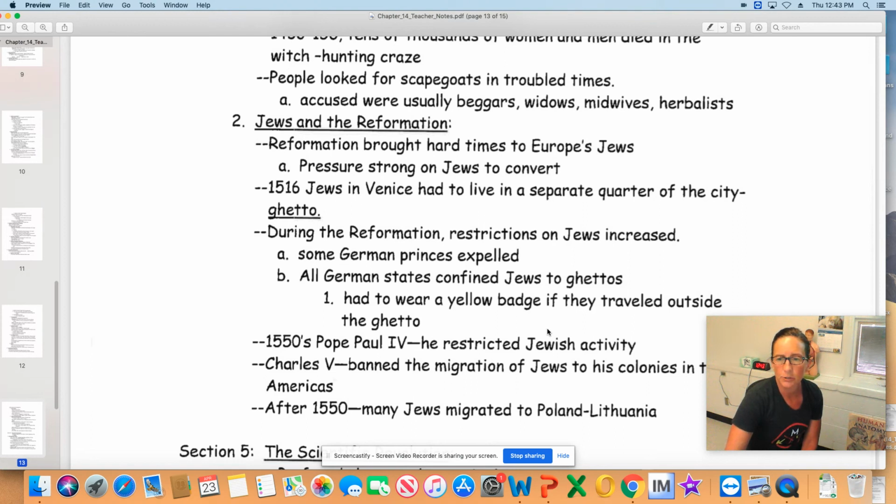During the Reformation, restrictions on Jews increased. Some German princes were expelled. All German states confined Jews to ghettos. In the 1500s, they had to wear the yellow badge if they traveled outside the ghetto, just like what Adolf Hitler was doing during World War II. In the 1550s, Pope Paul IV restricted Jewish activity.